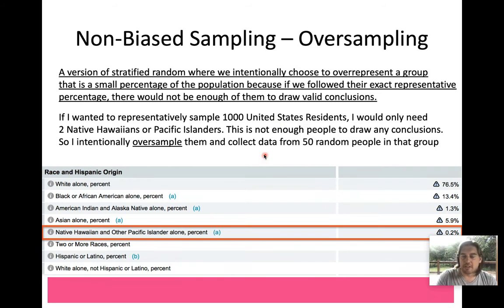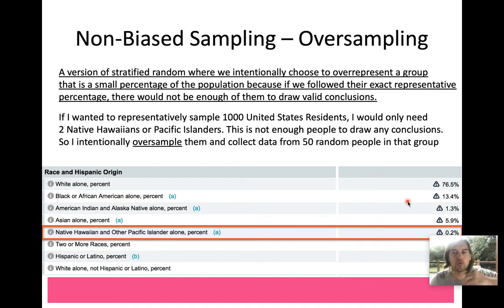So again, let's say I want to sample 1,000 U.S. residents. If I did 1,000, right, we move the decimal point to the right to tell us how many people we need. We would only sample two Native Hawaiians or Pacific Islanders. That's not enough data to draw conclusions about that group, right? Two people in that group will tell us nothing about the overall attitudes or behavior of that group, right? We would not want to make an inference, right?